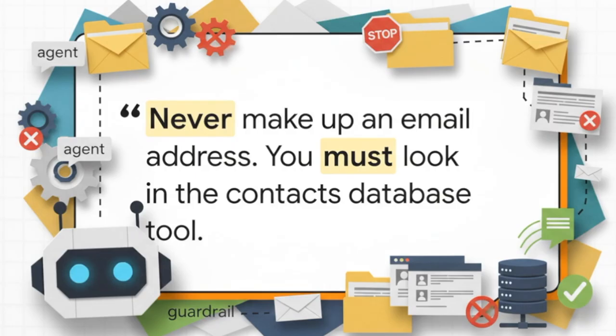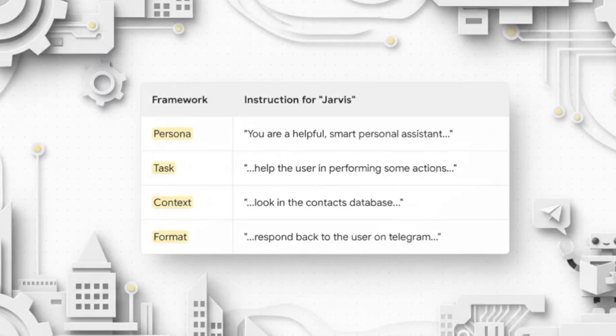Now, this is how we control the agent. This quote here, it's a guardrail, taken straight from our Jarvis's system prompt. We are telling it very explicitly, never, ever make up an email address. You must look it up in the contacts tool. This kind of rule is absolutely essential to stop the AI from just making stuff up and causing a mess. You can see this prompt follows a really solid framework. It sets a persona, a task, it gives critical context, and it demands a specific format for the reply. Following a clear structure like this, well, it's not just a nice idea, it's what makes the difference between an agent that's confused and one you can actually rely on. This is how you get predictable results.